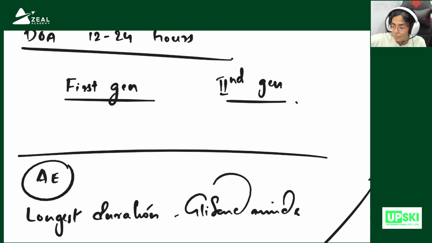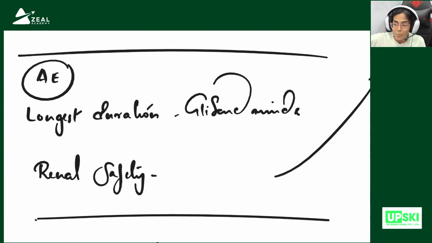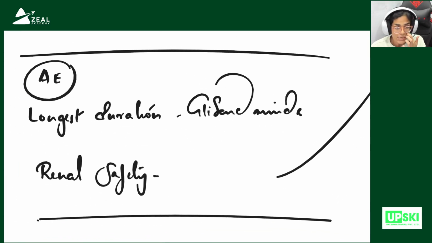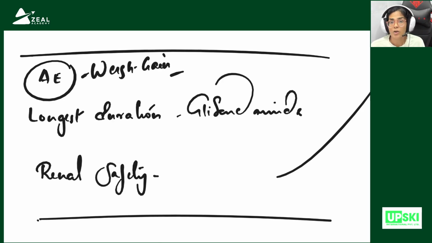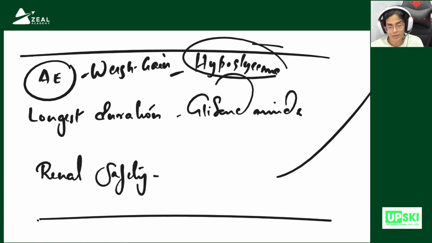Now, what are the adverse effects? Mainly there are two. Insulin is an anabolic hormone, so whichever drug increases insulin secretion will cause weight gain. Weight gain is a problem, and another problem is hypoglycemia because of insulin secretion, and hyperinsulinemia also. These are the main problems, and hypoglycemia is an emergency.